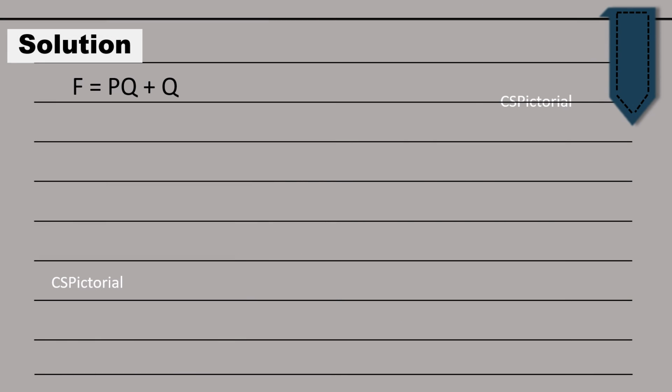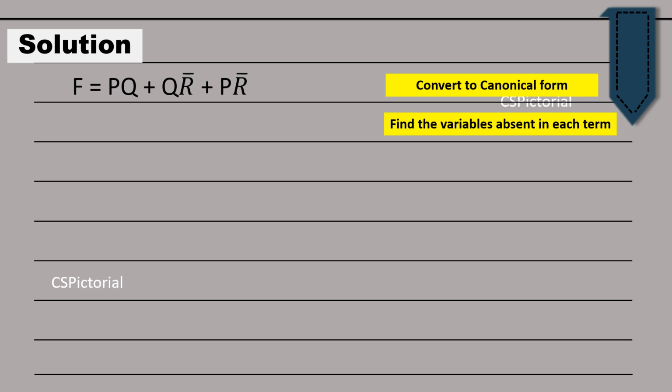As the first step, let us convert the given standard SOP expression into its canonical form. In a standard SOP expression, each product term does not include all the literals. So, first find the total number of literals involved in the expression. Here, in this expression, 3 literals are involved, P, Q and R. Now find the variables absent in each product term. In the first product term, R is missing. In the second product term, P is missing. And in the third product term, Q is missing.